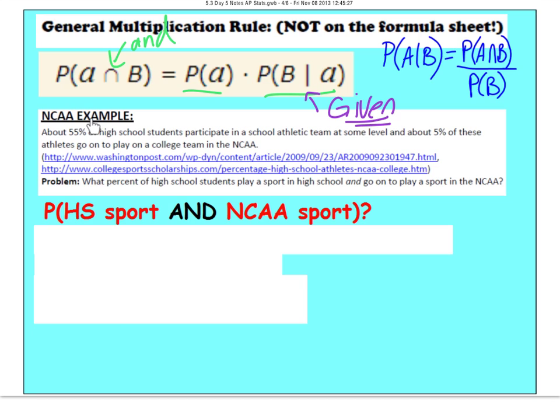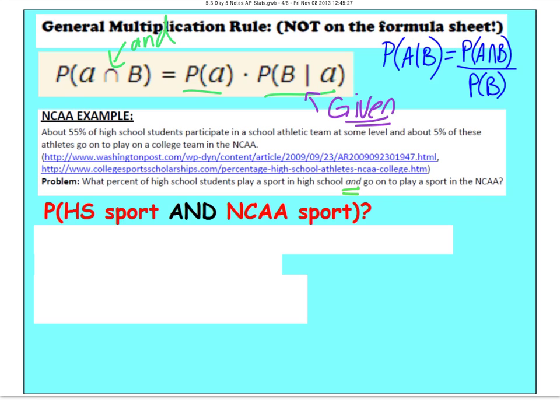Let's talk about this NCAA example though. Here it says about 55% of high school students participate in an athletics team at some level. 5% of these athletes go on to a college team in the NCAA. Here's the question. What percent of high school students play a sport in high school and they also go on to play a sport in the NCAA?